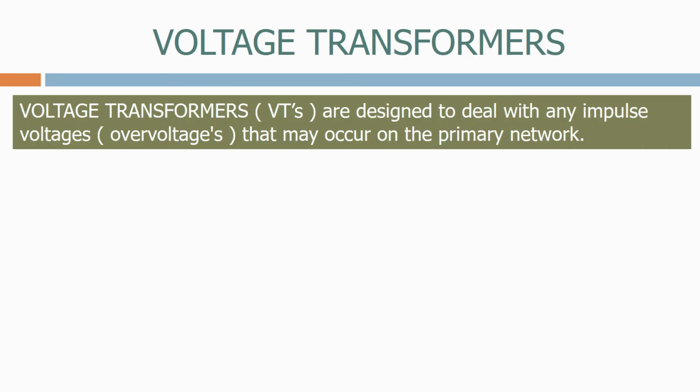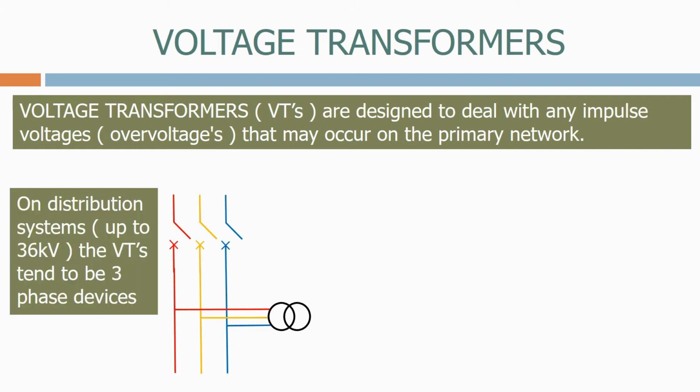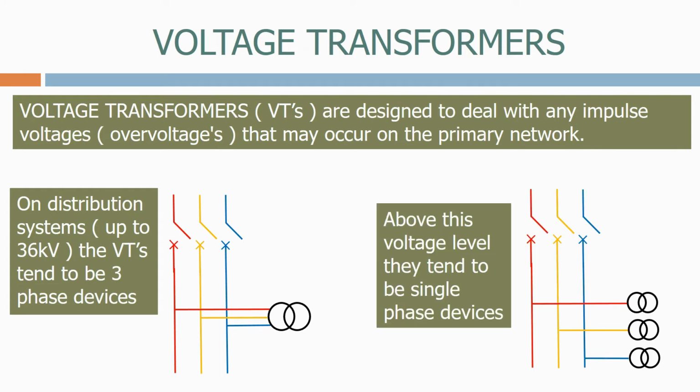Voltage transformers, or VTs, are designed to deal with any impulse voltages, i.e. overvoltages, that may occur on the primary network. On distribution systems, up to 36 kV, the VTs tend to be three-phase devices. Above this voltage level, they tend to be single-phase devices.